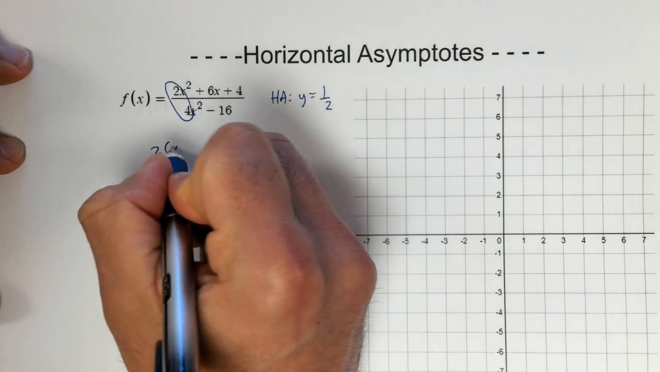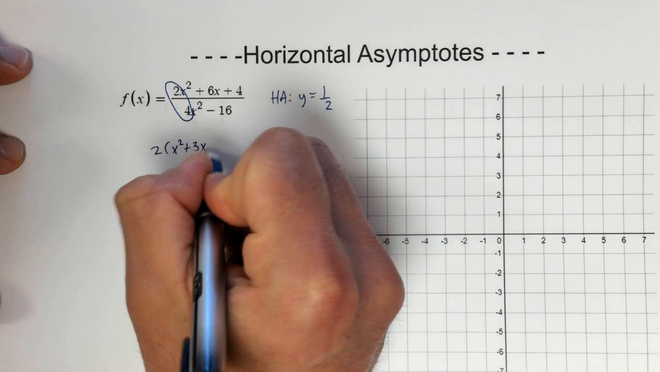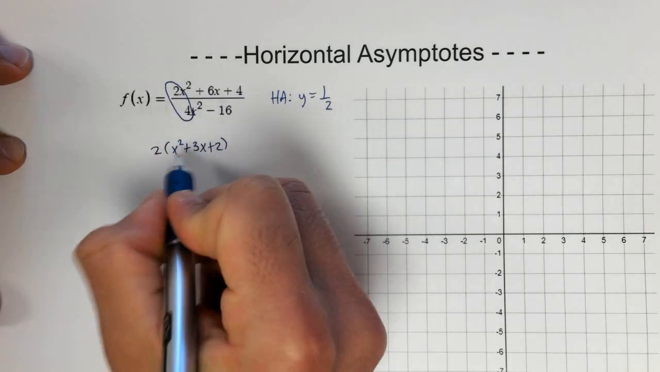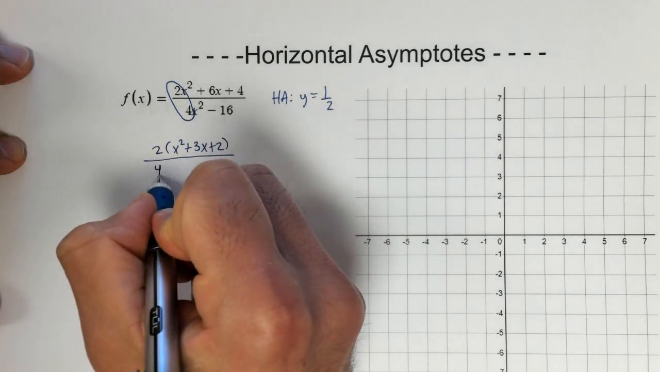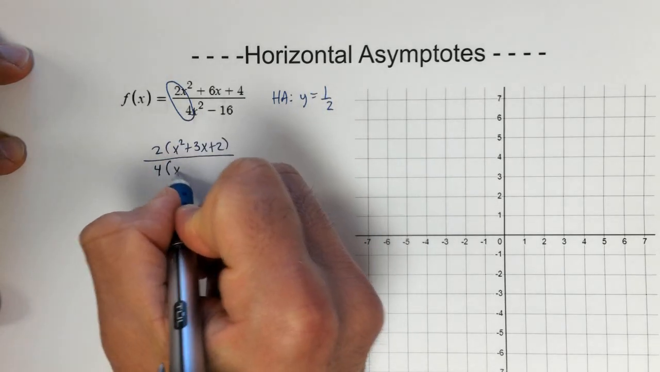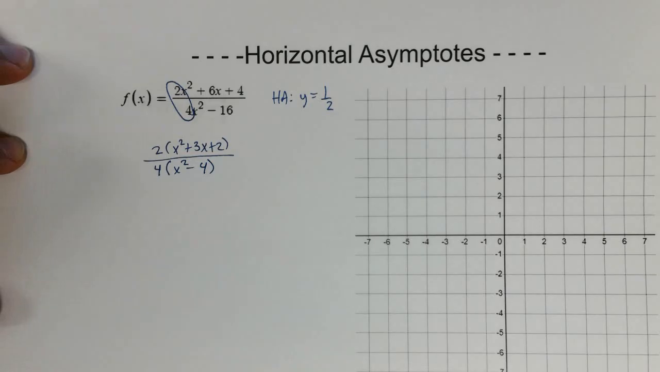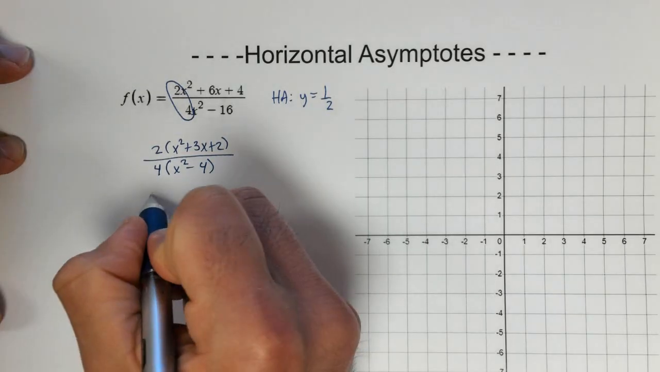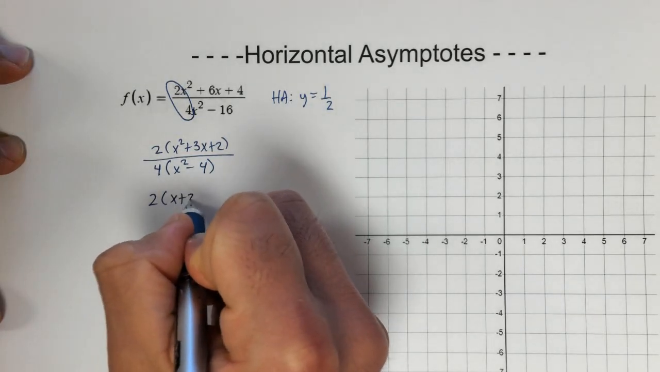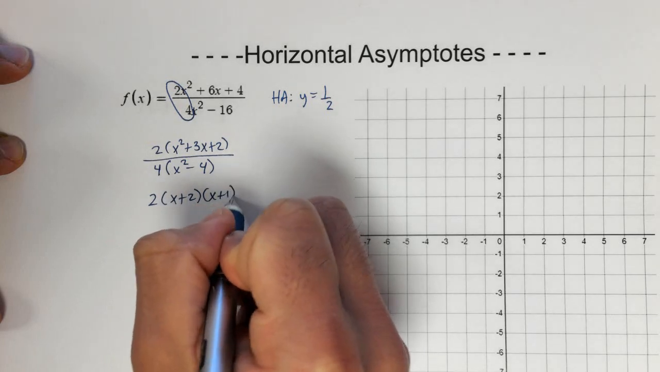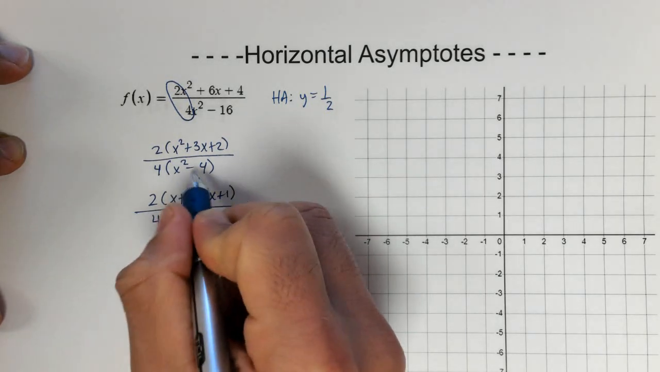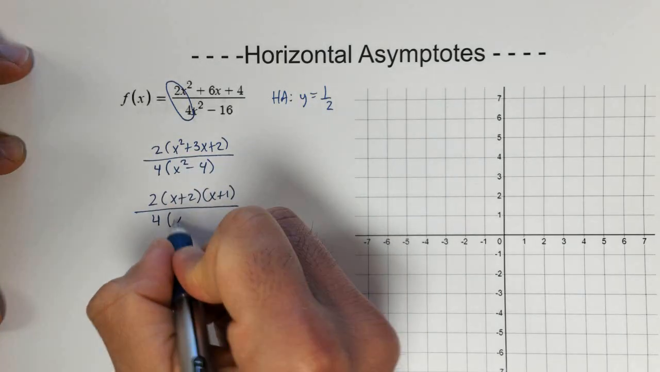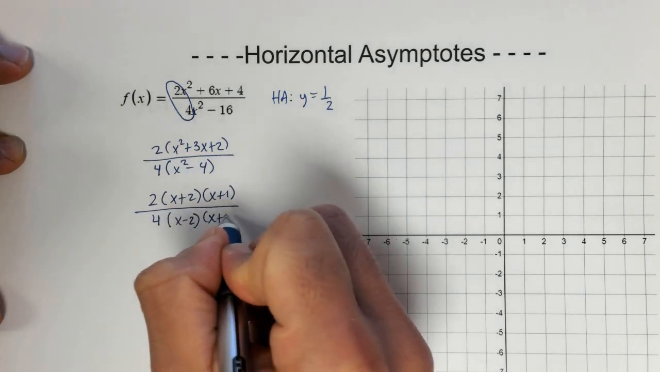Divide everything on top by 2. When you factor out 2, it simplifies the quadratic. In the bottom, they're both divisible by 4, so take out the 4. This gives me x squared minus 4. Now I can factor the numerator: 2 times (x plus 2)(x plus 1), divided by 4. And here we get (x minus 2)(x plus 2).